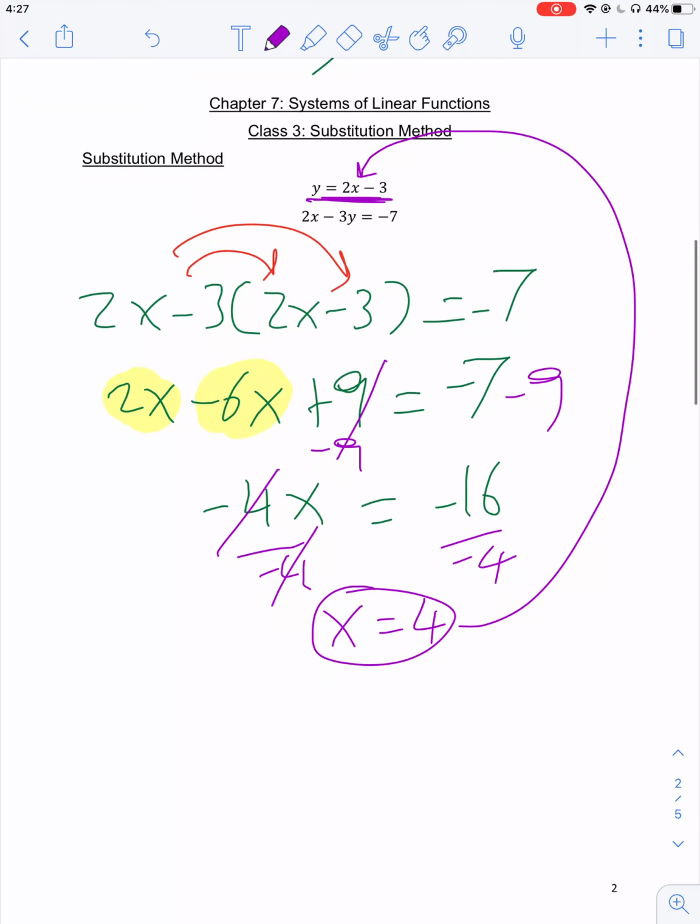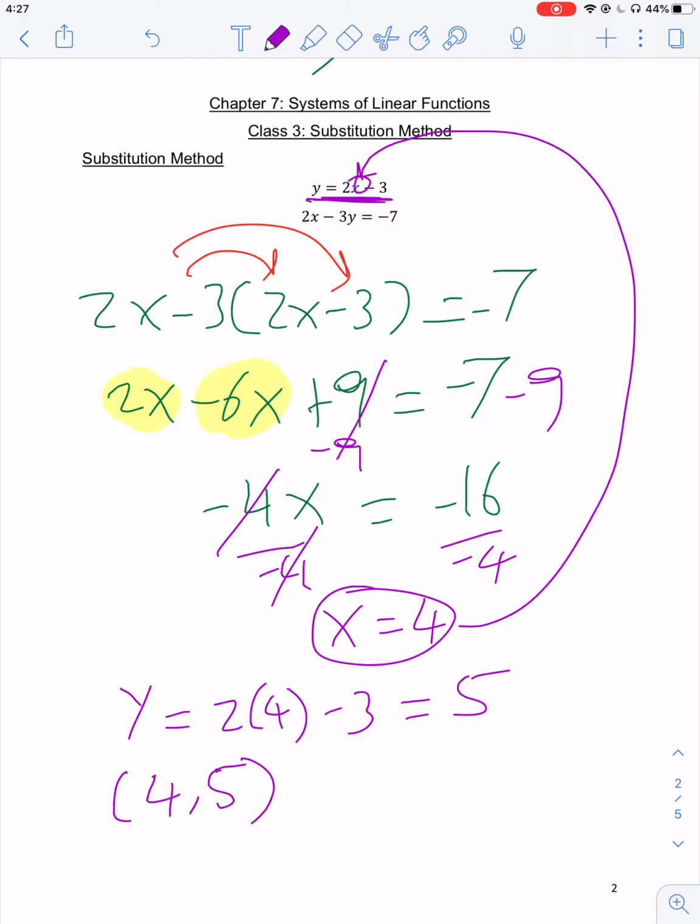So let's do that. Okay, so y will equal 2 times 4 minus 3, right? I'm replacing this x over here by 4, okay? So if I do that, that's 8 minus 3, that's 5. So my point of intersection, right, my solution is x is 4, y is 5.